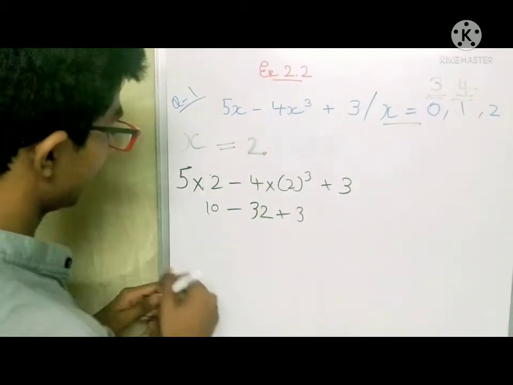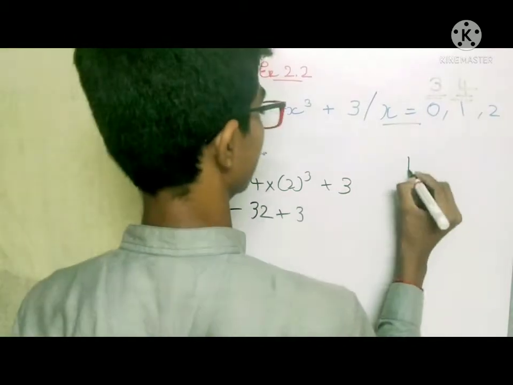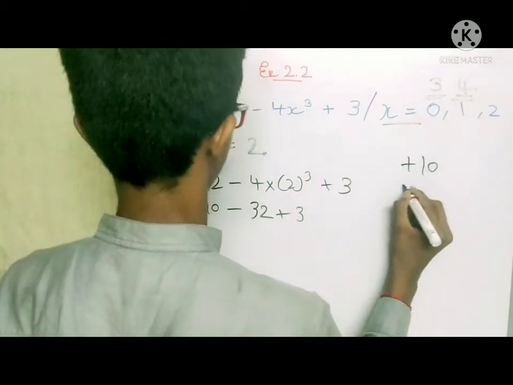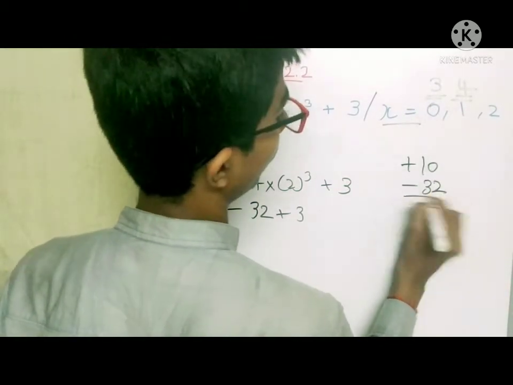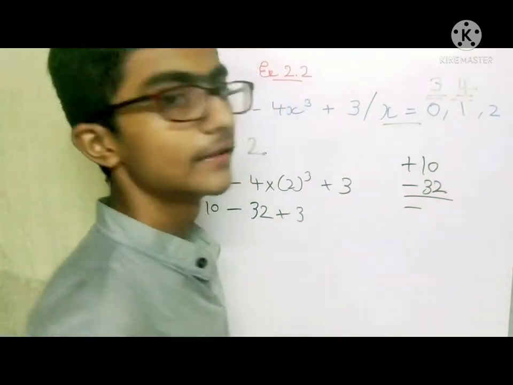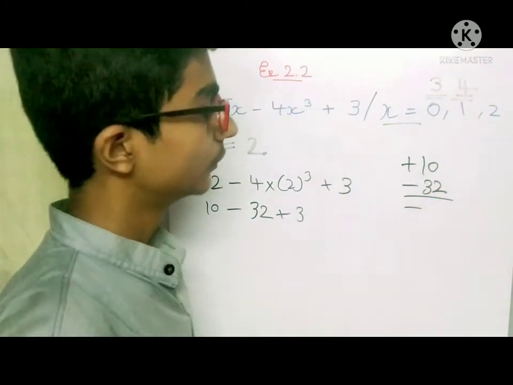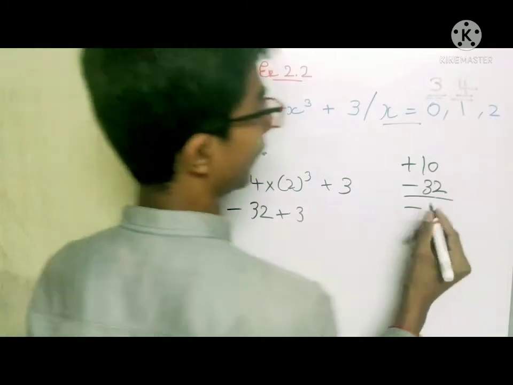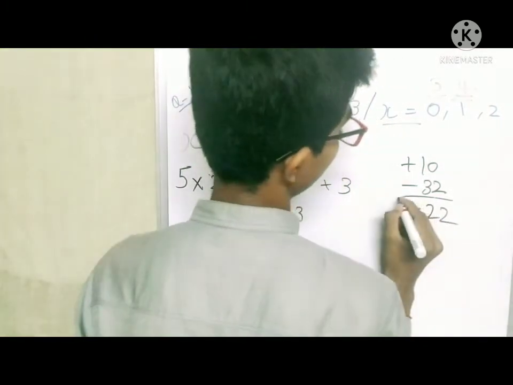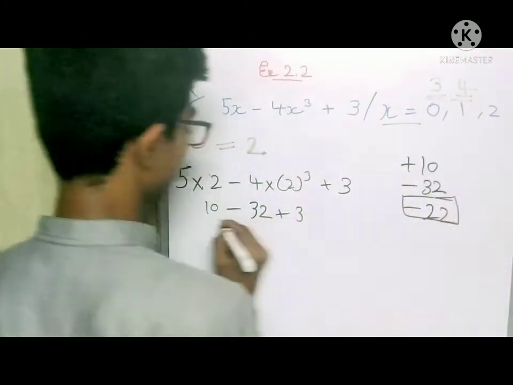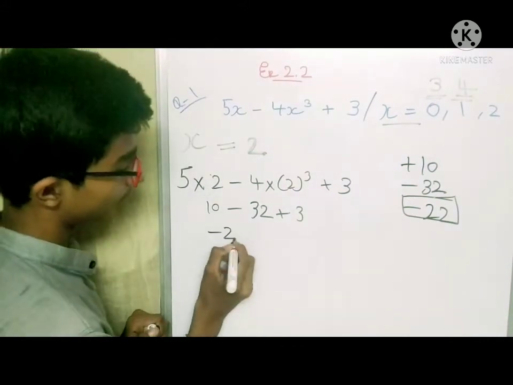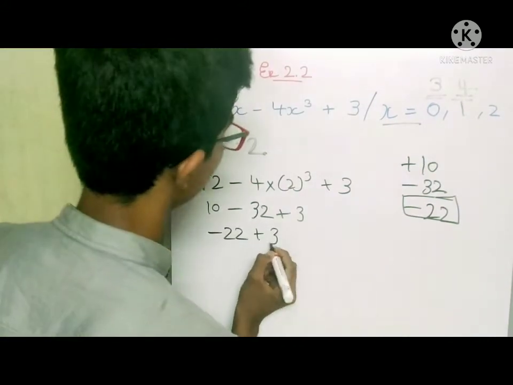See, here it's a plus 10 and here it's a minus 32. So the answer will be negative. If we do 32 minus 10, the answer will be 22. So this is the answer, minus 22, of this. So minus 22 plus 3.